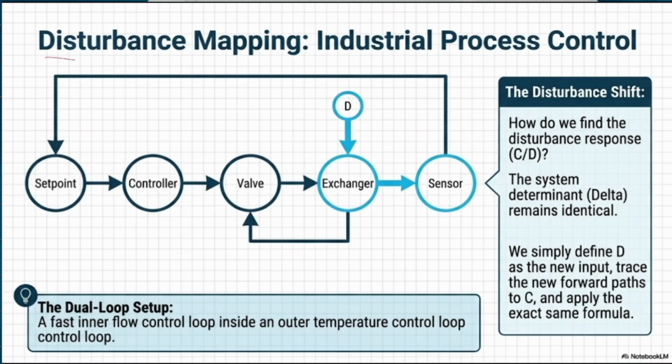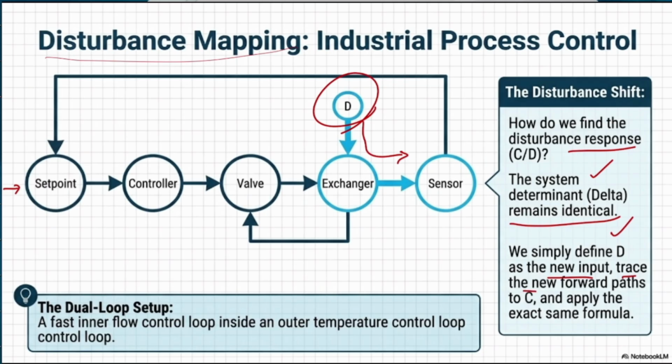Another thing is disturbance mapping, because maybe some of you would say that at this point you didn't consider the disturbance. What is happening? We had our input and the set point, which is some kind of junction, and then we just moved to the end. But what would happen if I do have a disturbance? At this point, I'm going to consider another path which only contains D as the input itself. So how can we find the disturbance response? The big delta that we have remains identical, and we simply define D as the new input, and after that we trace a new forward path and apply the exact same formula.